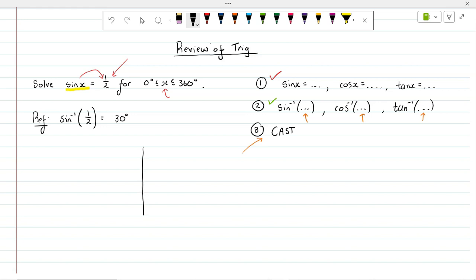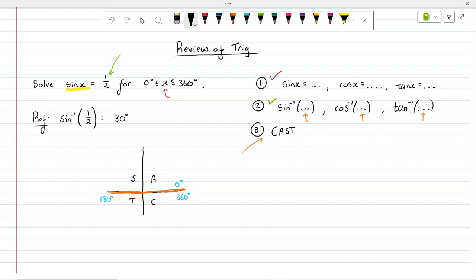So now we actually draw the CAST diagram. Remember it's C-A-S-T. And we always work with the horizontal line in the CAST diagram. So remember this is 0 degrees, then it goes up to 180 degrees, and it goes back to 360 degrees below here. So we look back at the equation where sine x is equal to some number. Over here sine x is equal to a half. And we just ask, is sine x equal to a positive value or a negative value? This half over here is positive.